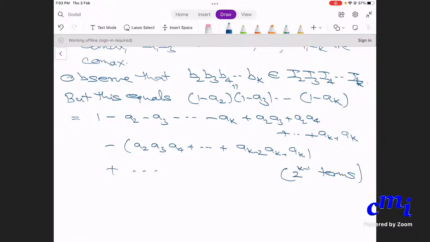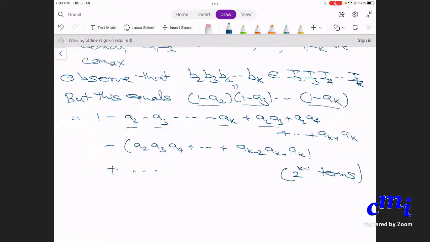So here are 2 terms, here are 2 terms, here are 2 terms. So 2 times 2 times 2, 2 power k minus 1 terms. And if you write down all those 2 power k minus 1 terms, what do you observe? What you observe is A2 is in I1, A3 is in I1, Ak is in I1. So all these terms are in I1.